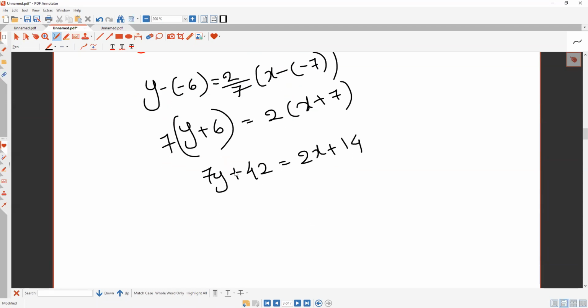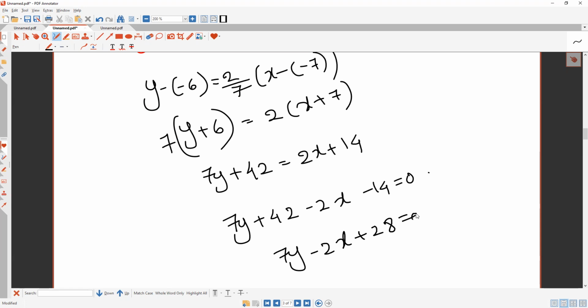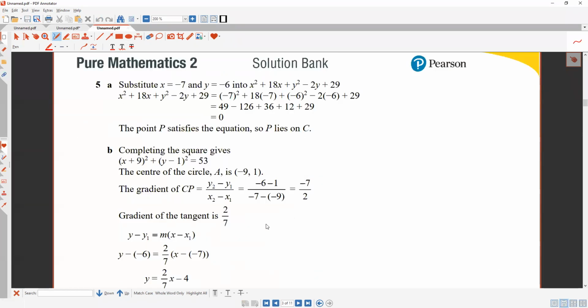Bring everything on one side. So 7y plus 42 minus 2x minus 14 equals to 0. 42 minus 14, 28. 7y minus 2x plus 28 equals to 0. Do you understand, tell me everyone? Yes. Okay. So is it correct?